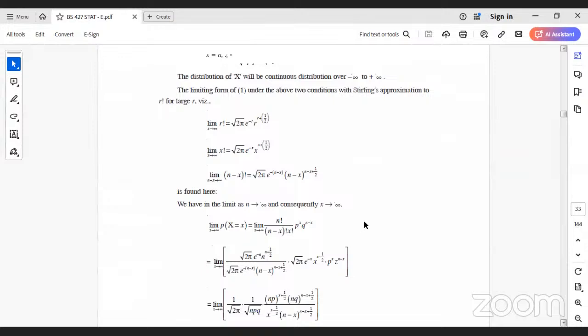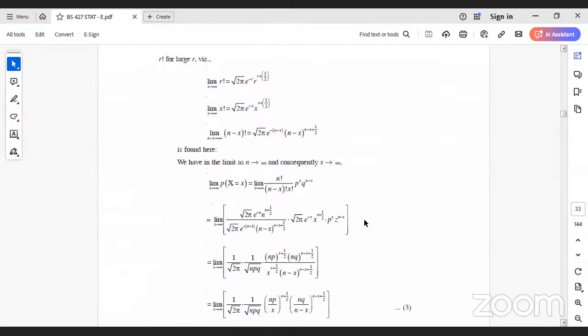As n tends to infinity, and consequently x tends to infinity, the limit of p(x) is equal to the limit of n factorial by (n minus x) factorial times x factorial, into p power x and q power n minus x. So the limit as n tends to infinity: root 2 pi e power minus n, n power n plus 1 by 2, under root of 2 pi.